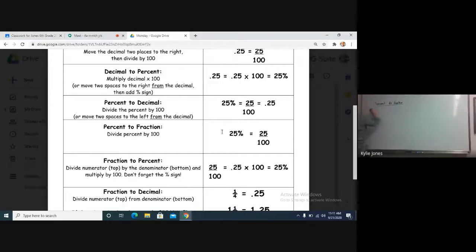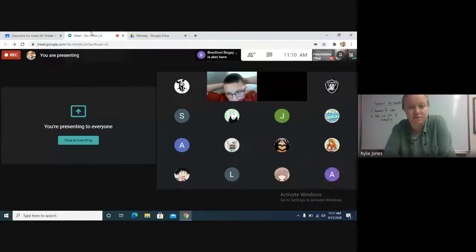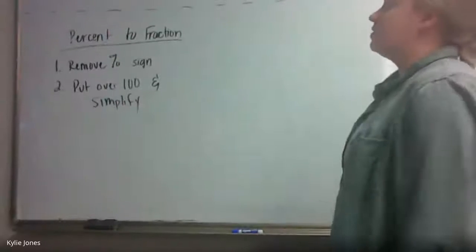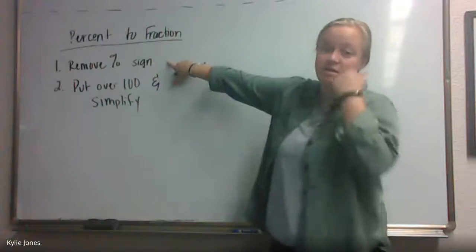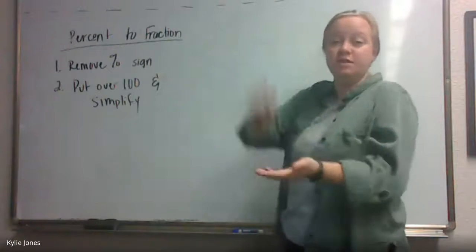Let me write those steps. Remove percent sign, then put over 100 and simplify. So let's go back to the whiteboard and do a couple of examples on this one. First thing you're going to do is remove the percent sign. Second thing, put the number over 100, and simplify it.